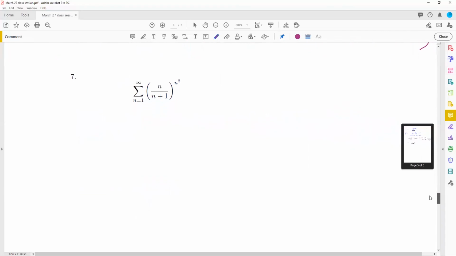Okay, number 7. What should we use on number 7? Any ideas? It looks like a convergence, because the bottom is bigger than the top. No, wouldn't it just go to 1? It's infinity over infinity, but with the n squared it still goes to 1, doesn't it? You think the terms go to 1? I think so.